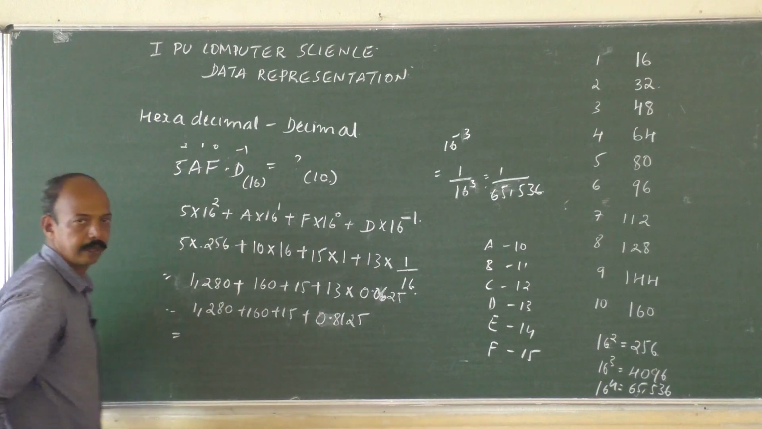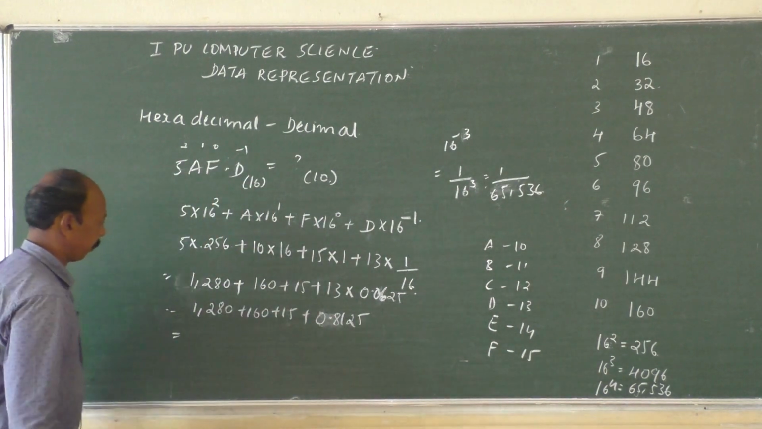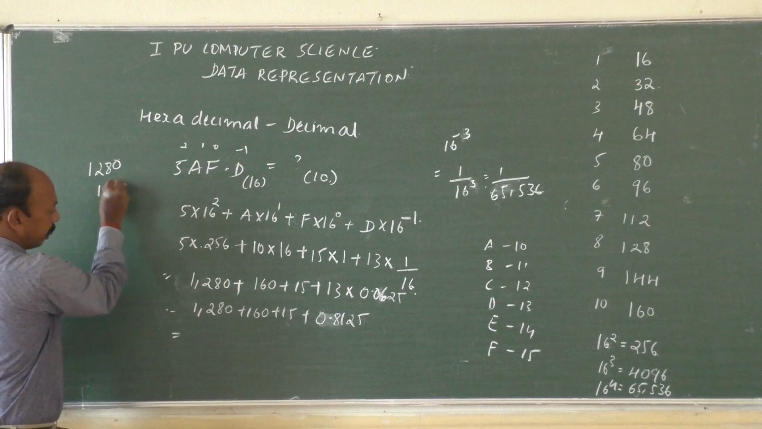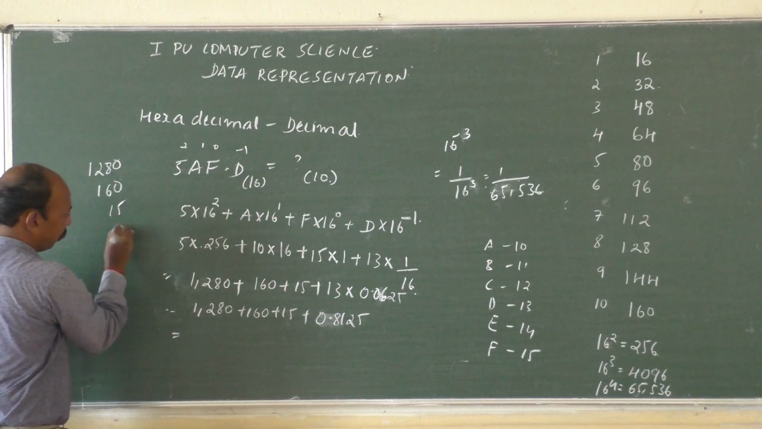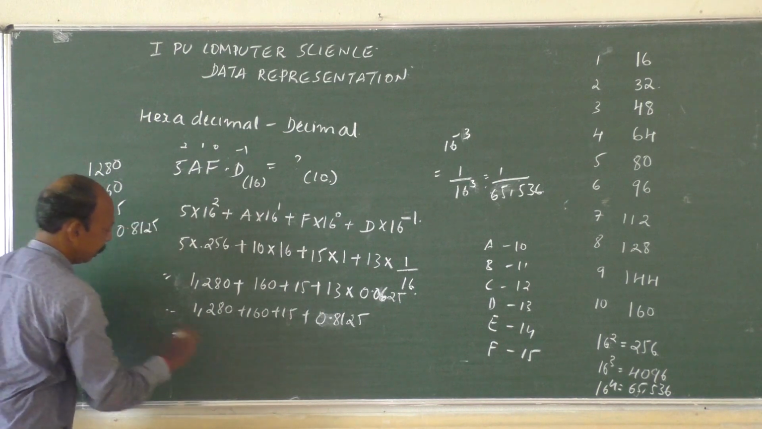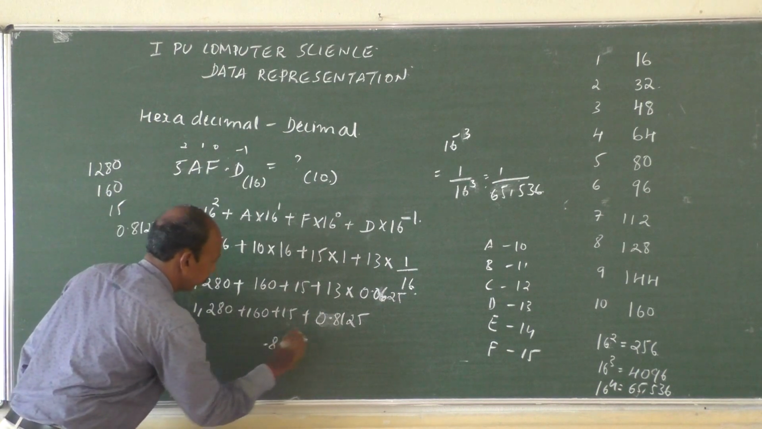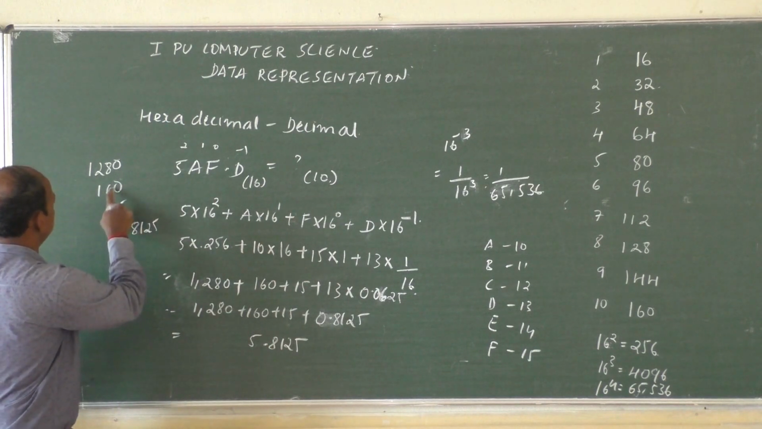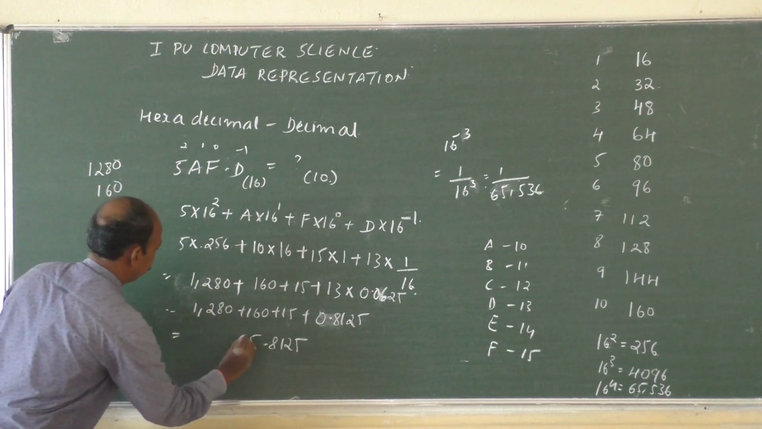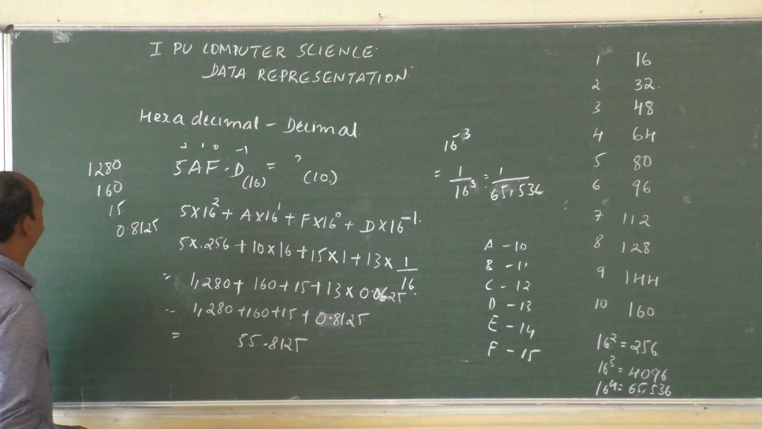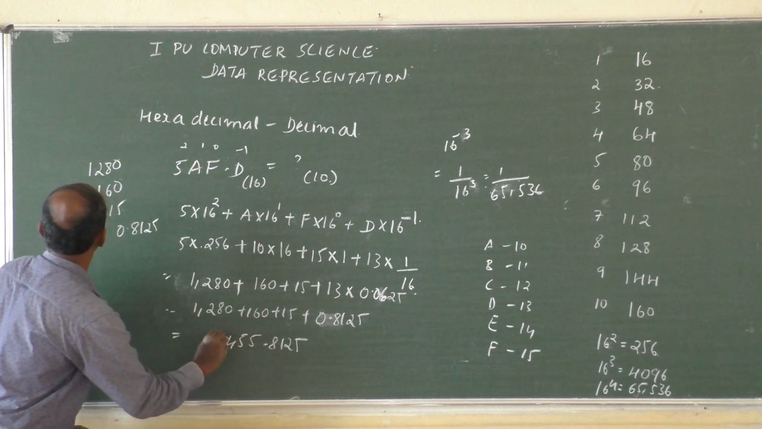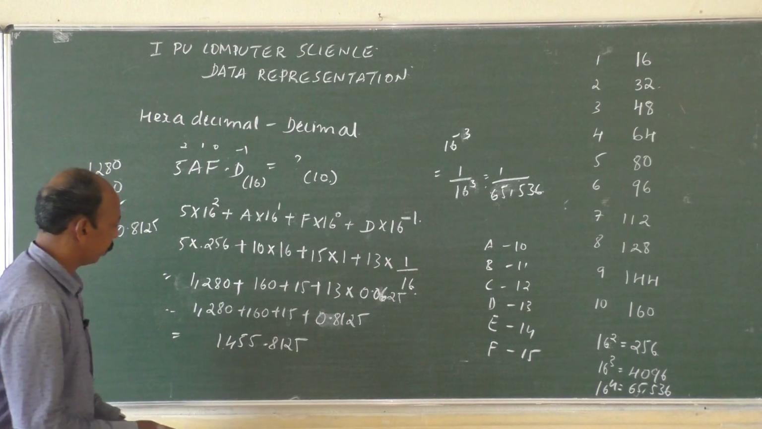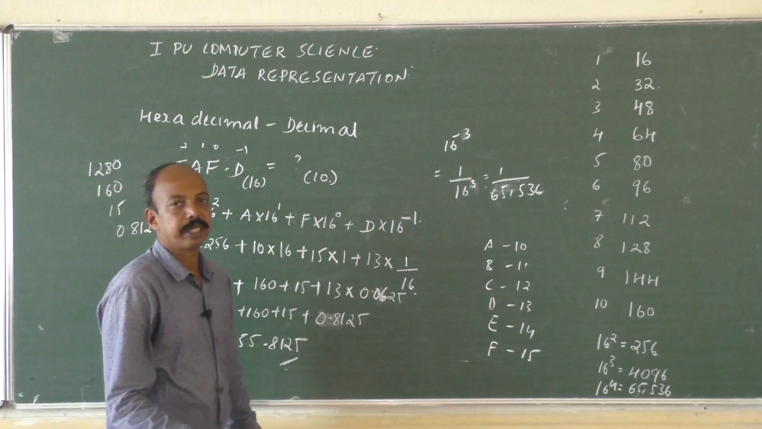Add it up. When you add the numbers 1280, 160, 15 and 0.8125, the fraction is 0.8125. Now you add it up. 5, this is 5, 1, 7, 15, 1 in hand, 2, 4. 1455.8125. This will be the answer.